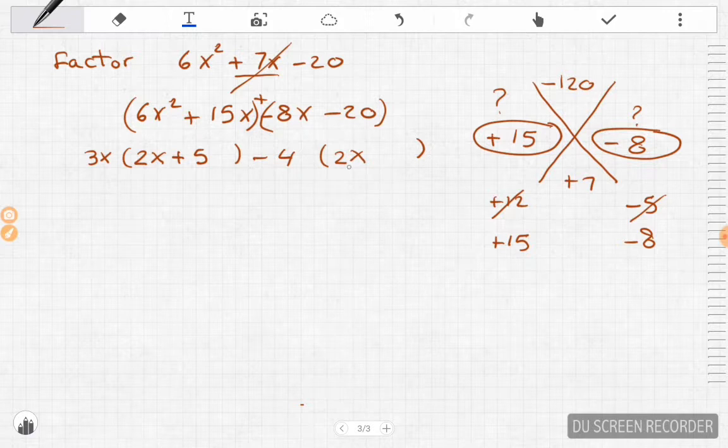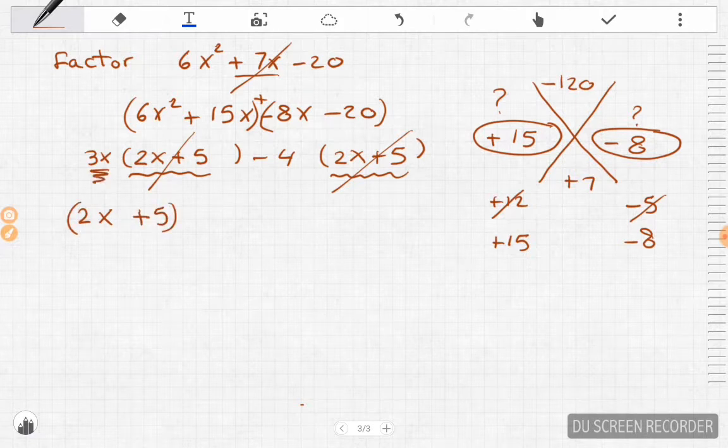You see the 2x is repeated again. Hopefully I will get positive 5 here. Let's divide negative 20 by negative 4. They give you positive. And 20 divided by 4 is 5. And as you see here, I have the 2x plus 5 repeated. So I'm going to take this as a common factor, 2x plus 5. What's left over from here is going to be the leftover inside another group, which is 3x minus 4. That's exactly how to factor this trinomial.